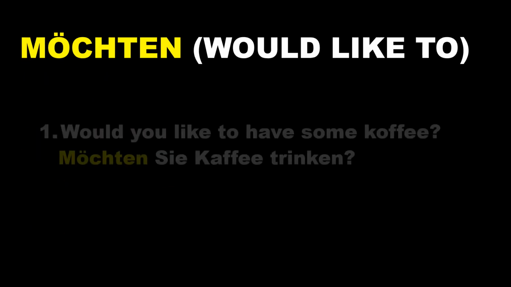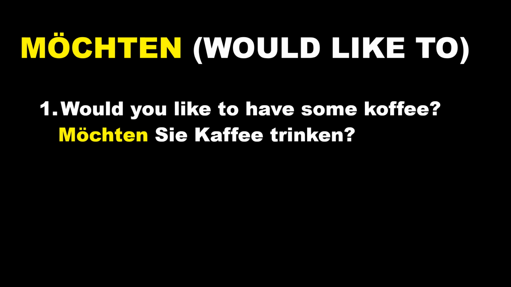Next verb is möchten, would like to. Would you like to have some coffee? Very simple sentence. Möchten Sie Kaffee trinken? Or you can say Möchten Sie Kaffee haben? But it means to have or to drink. We can say both the ways. So Möchten Sie Kaffee trinken?